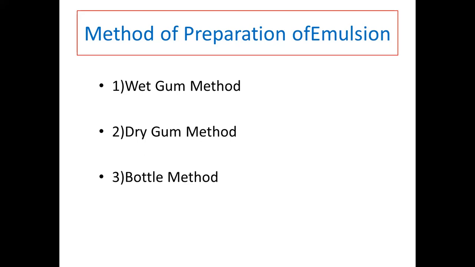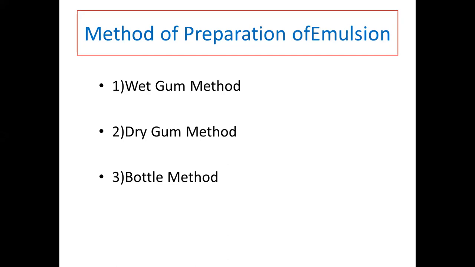What is the proportion of oil, water, gum? 4:2:1. It is for fixed oils, like castor oil, almond oil, arachis oil, and cod liver oil. And if there is volatile oil, then what is the proportion ratio of oil, water, gum?